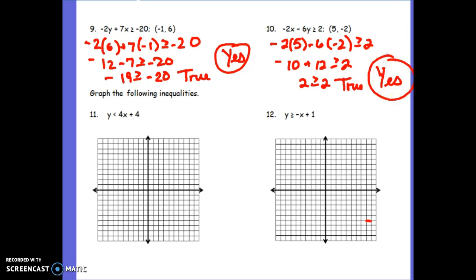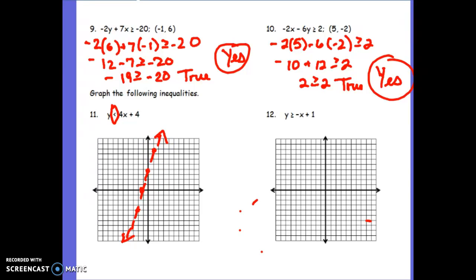Okay, so now moving on to graphing the inequalities. We're already in slope-intercept form, so let's start here at the y-intercept of 4. 1, 2, 3, 4. And our slope is 4. So let's go down 4, 1, 2, 3, 4 to the left one, or up 4, 1, 2, 3, 4 to the right one. Okay, this is just less than, so it's going to be a dashed line.